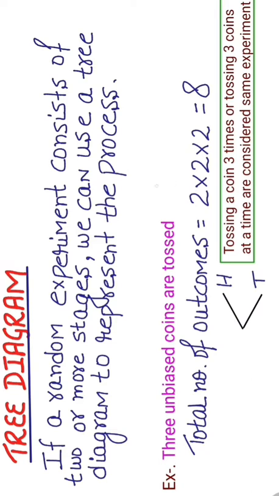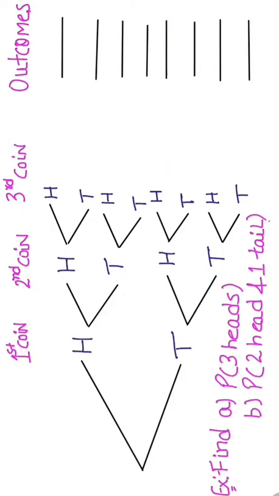If the coin was tossed 2 times, then number of possible outcomes would have been 2 multiplied 2 equals 4. Also consider one thing, tossing a coin 3 times or tossing 3 coins at a time are both considered the same experiment, because their possible outcomes are the same. Now this is the tree diagram. Suppose the first coin shows head, then the second coin can show either head or tail. Suppose first coin shows head, second coin also shows head, then the third coin again can show either head or tail.